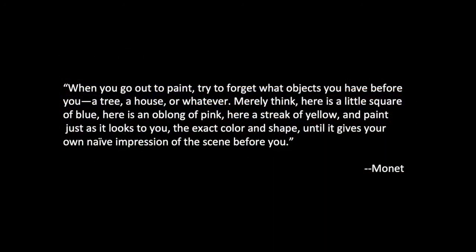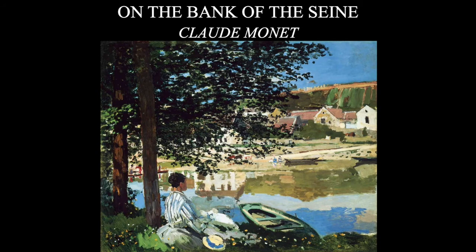Monet has this great quote: "When you go out to paint, try to forget what objects you have before you, a tree, a house, or whatever. Merely think, here is a little square of blue, an oblong of pink, a streak of yellow, and paint it just as it looks to you, the exact color and shape, until it gives you your own naive impression of the scene before you." So let's go ahead and take a look at this painting and see how that plays in.